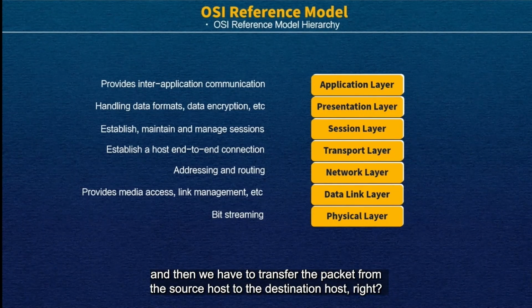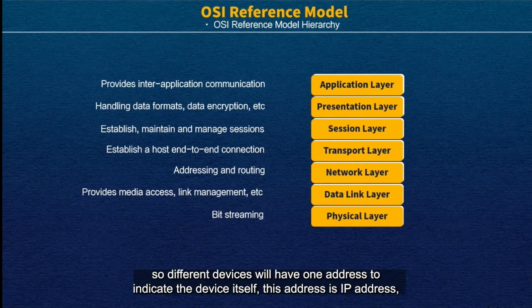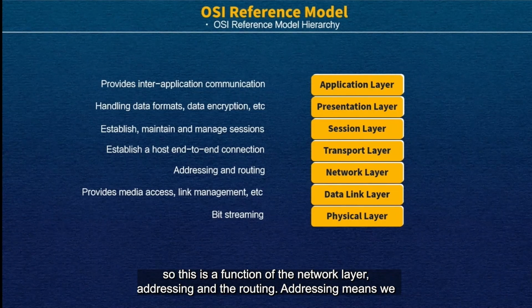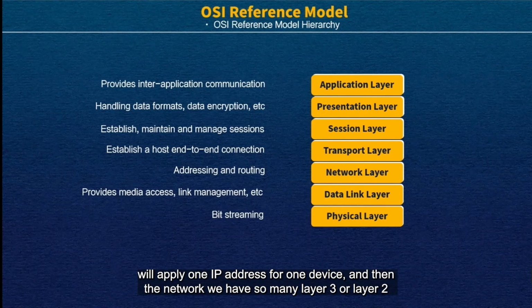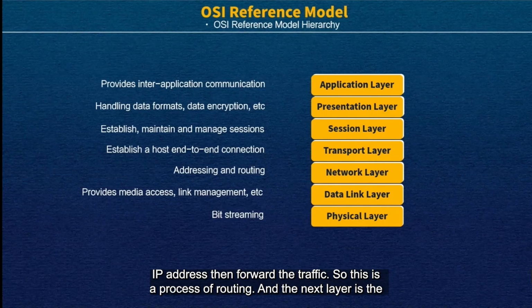And then we have to transfer the packet from the source host to the destination host, right? I upload a video on my computer, but your device can also receive this video. So different devices will have one address to indicate the device. This address is the IP address. So this is the function of the network layer, addressing and routing. Addressing means we apply one IP address for one device. And then the network will have so many layer 3 or layer 2 devices. For layer 3 devices like layer 3 switches or routers, we forward the traffic according to the IP address. So this is the process of routing.